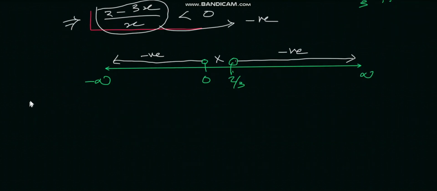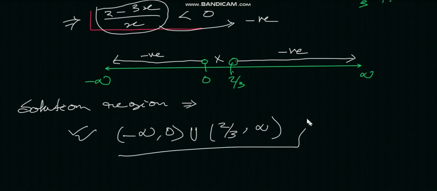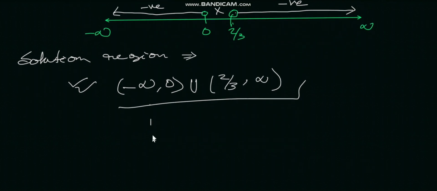The solution region, that is, we said that minus infinity will be using the open bracket, 0 is excluded, then we'll use the open bracket, union, 2 by 3 is excluded, comma, infinity will be using the open bracket. So the solution region will be this. Okay, let's have another example also.